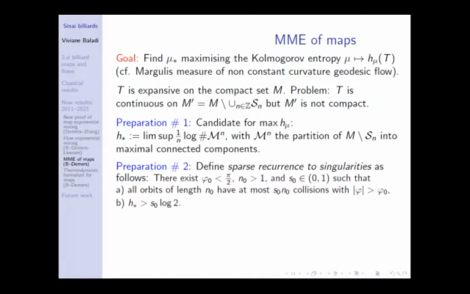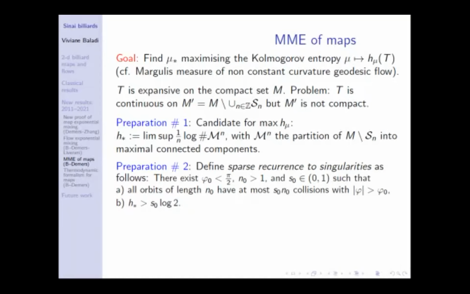Okay, and then the second step is to define this sparse recurrence to singularities. Of course, in reality, it didn't happen like this. In reality, we tried to construct the measure. We couldn't, and then we introduced this assumption. But okay, let me tell you what the assumption is. The enemy are the singularities. So you want to say that you have a billiard table where you cannot spend too much time hitting singularities.